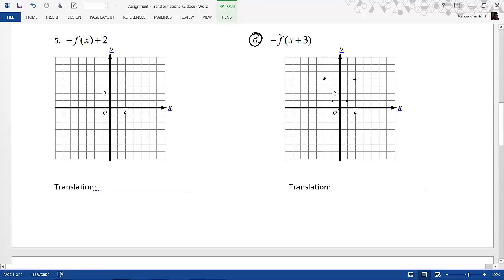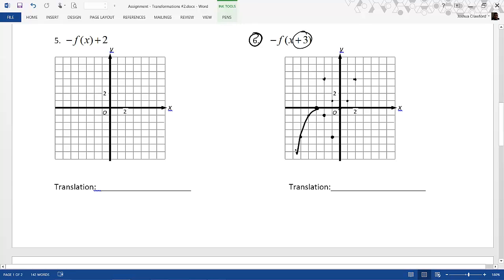Okay. Now, this negative here, again, is going to reflect it. Now we have a positive 3 on the inside, which hopefully we should know by now. Positive 3 on the inside means left 3. So we're going to flip our function downwards across the x-axis, and then move our function 3 units left. So 0, 0 is going to stay on 0, 0, but it's going to move 3 points left. 0, 0 doesn't flip. And then 1, 1 will flip downwards and then move left 3. 2, 4 will flip downwards and move left 3. Same for the other points.